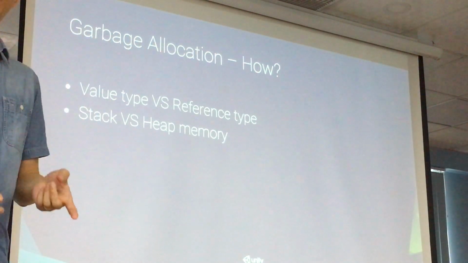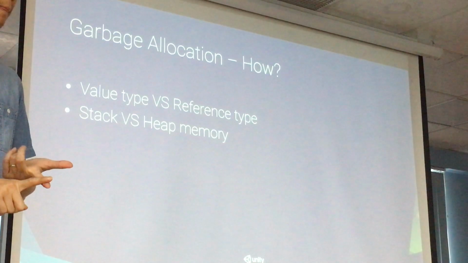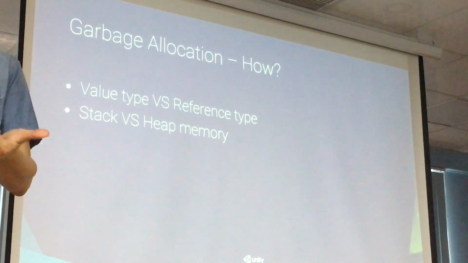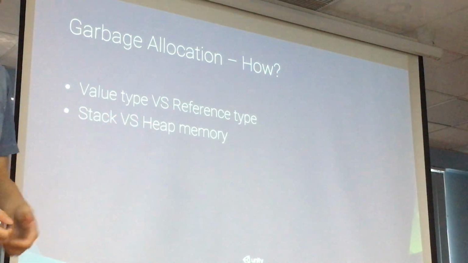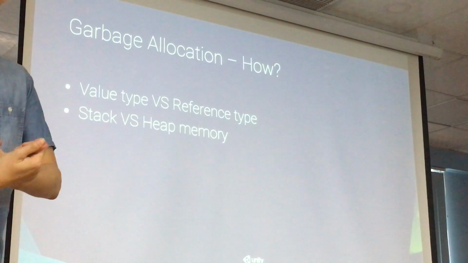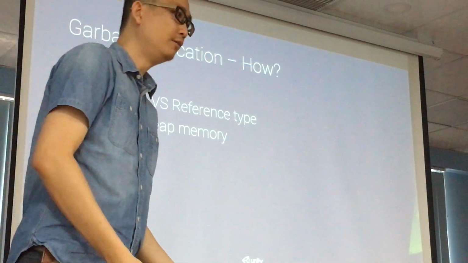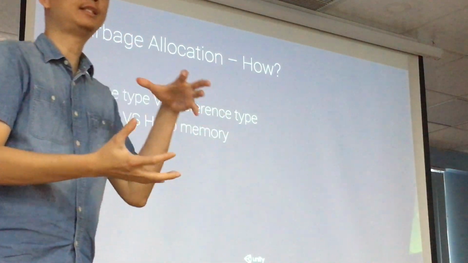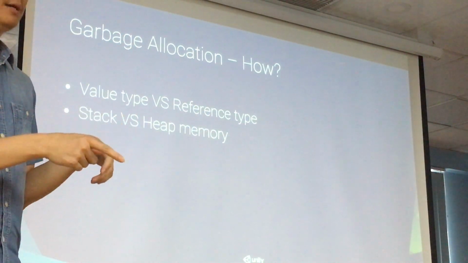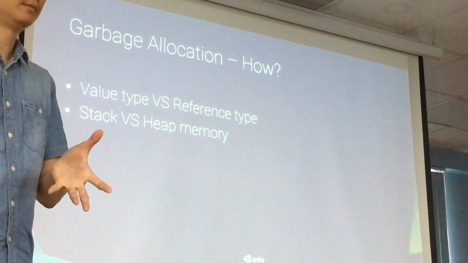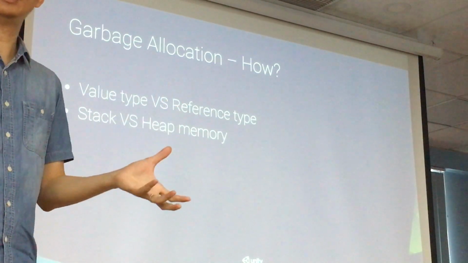So two types of data, right? Value type and reference type. Value types are simple types like integer, float, boolean. Reference types are like class, string. Value types exist on the stack memory. Reference types exist on the heap memory. Okay, two types of memory, stack and heap.